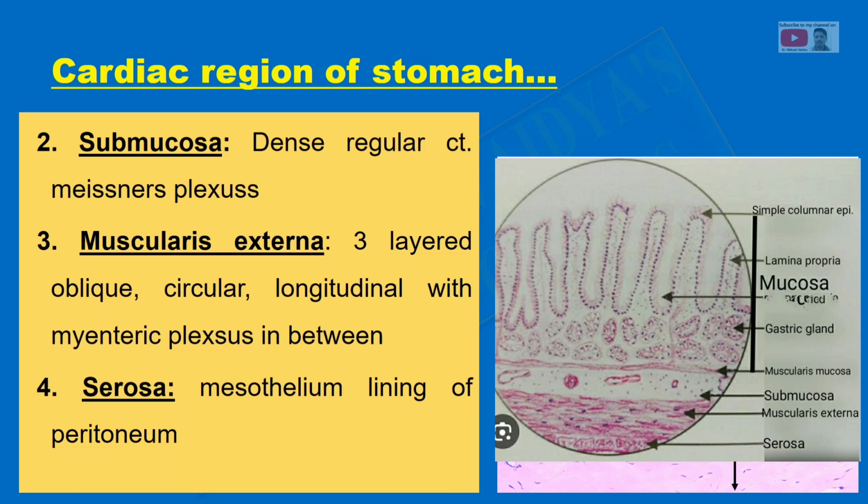Now the fourth layer of the cardiac region of the stomach is known as the serosa, and we can also appreciate small blood vessels or capillaries present in this serosal layer, and this is lined with the mesothelium which is present in the peritoneum. So this is about the histological picture of the cardiac region.